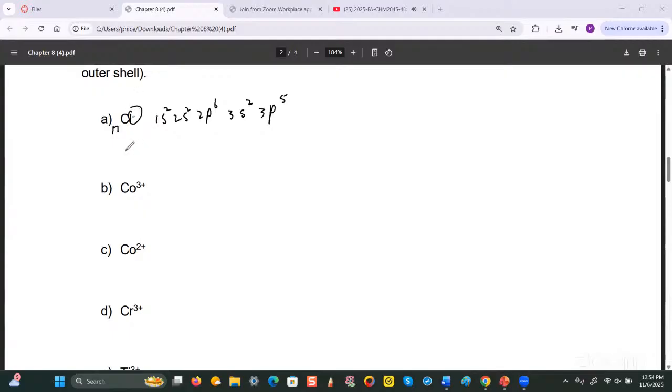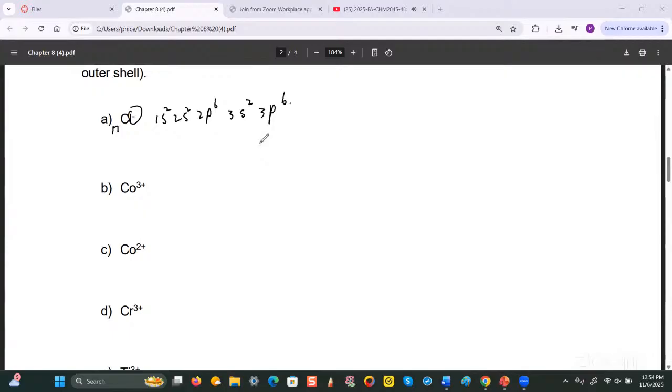Now, notice you have a negative charge here. So what does that mean? How will you get from the chlorine atom to the chloride ion? Add one. And where would you add it to? The p. Exactly, so by adding one electron here, that increases to 6. And that will be the electronic configuration of the chloride.